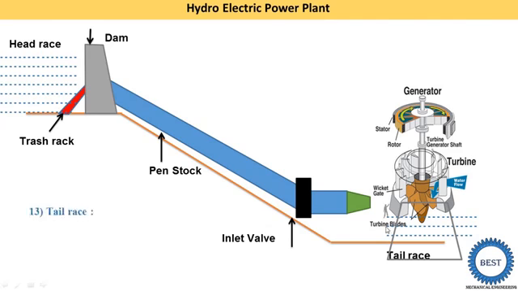Next component is the tail race. So here the part is the tail race. So what is the function of the tail race? It is a passage for discharging the water that is coming out from the turbine. It is known as the tail race.